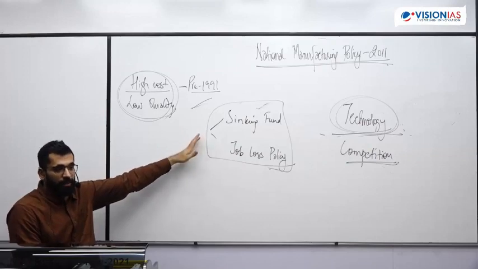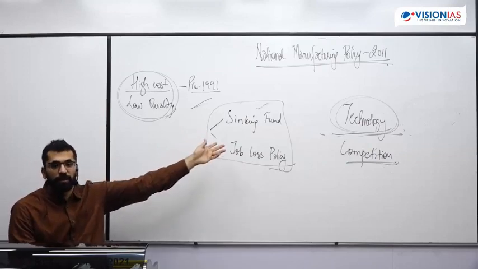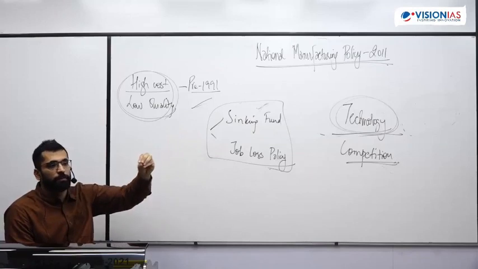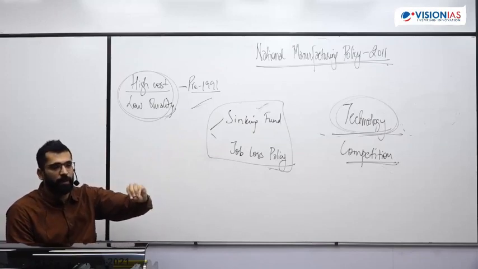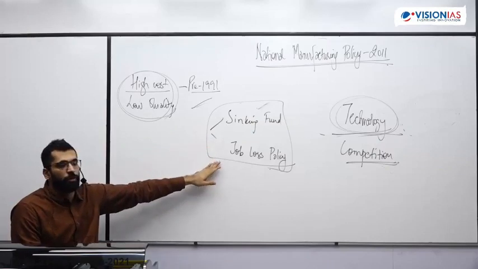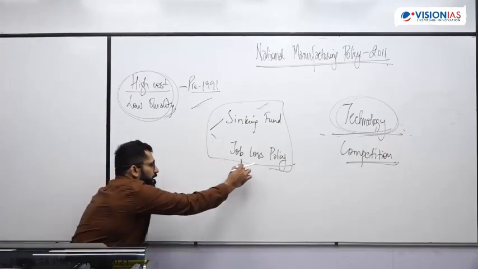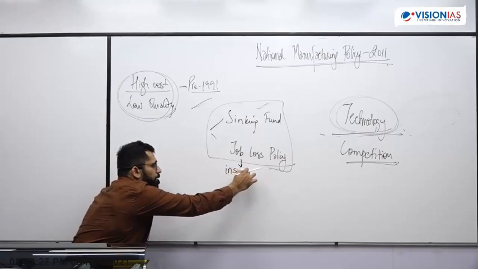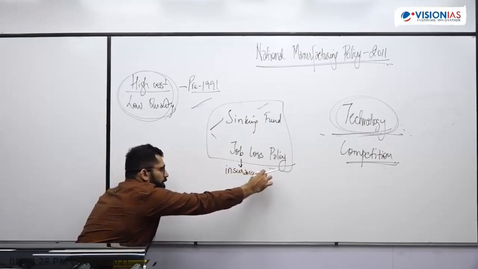ये बना कहीं पे भी नहीं. This was a feature of the policy that we will have a sinking fund. The moment the industry closes down or any manufacturing unit closes down, labor will be paid from this. Even the job loss policy was that the unit will have an insurance policy. That when we close down, हम इतना severance package देंगे.